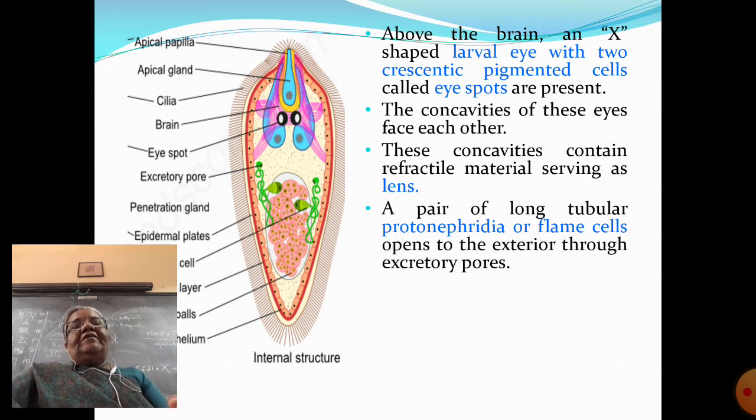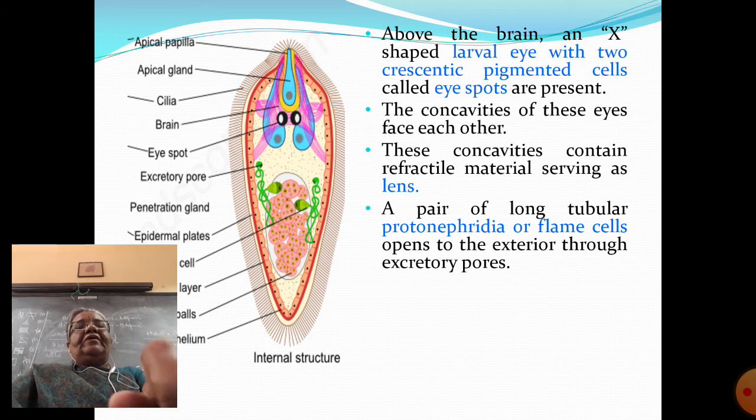That is actually the photoreceptor structure. Then if you concentrate on that green colored region in the slide, they are the protonephridia or flame cells. You find a pair of them. A pair of long tubular protonephridia or flame cells are present, and you can also make out that they open to the exterior through excretory pores.